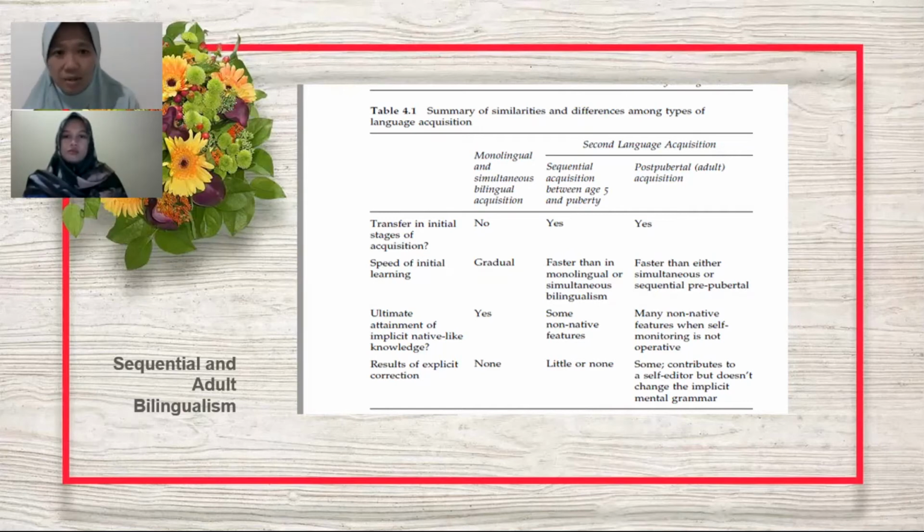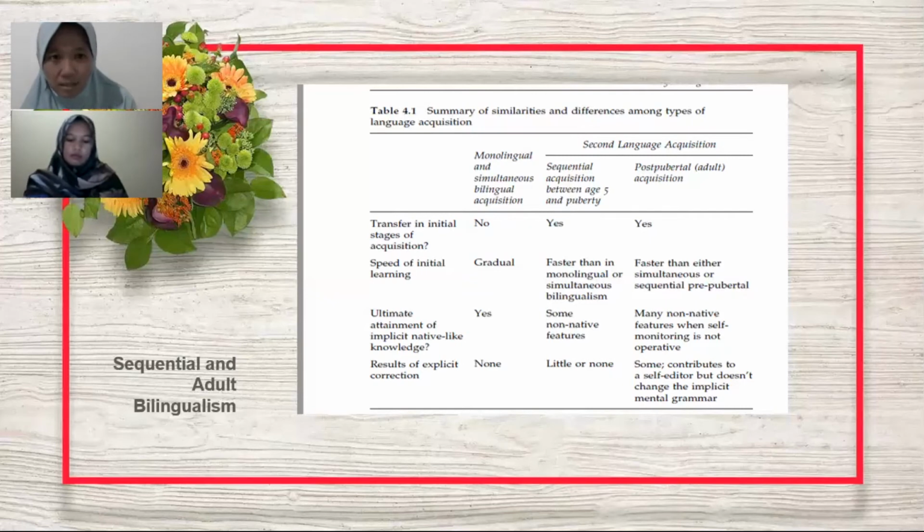And then about the speed of initial learning, in monolingual and simultaneous bilingual acquisition, they have a gradual speed. And then in sequential acquisition between age 5 and puberty, it is faster than in monolingual or simultaneous bilingualism, while in adult acquisition, it is faster than either simultaneous or sequential pre-pubertal.